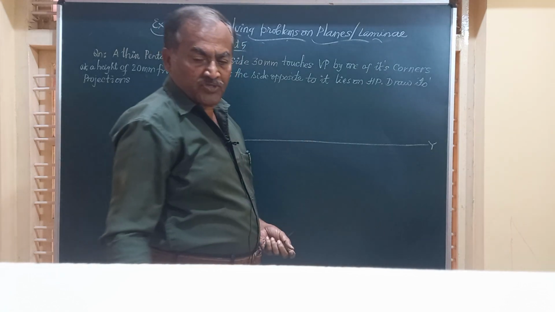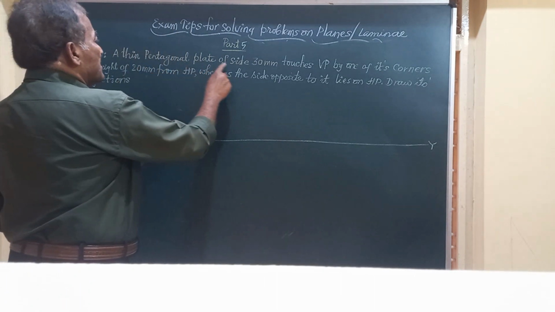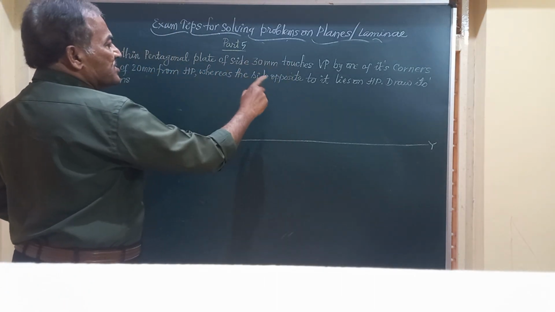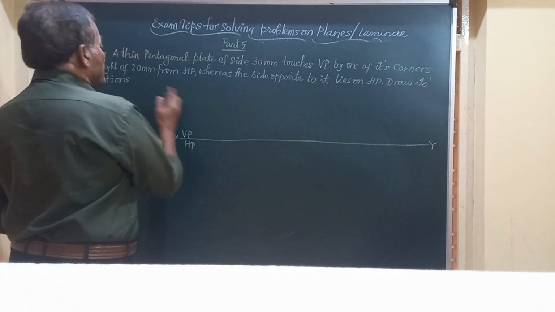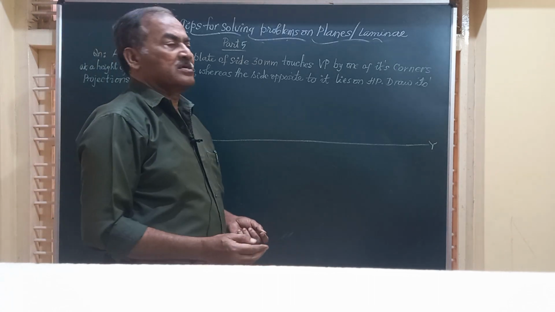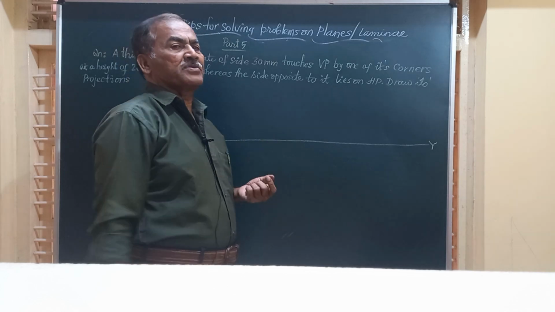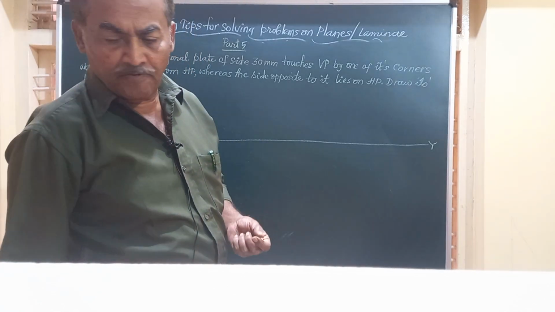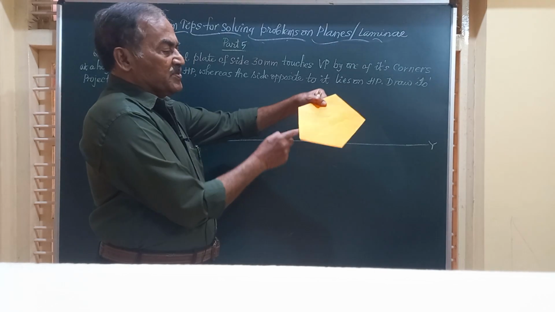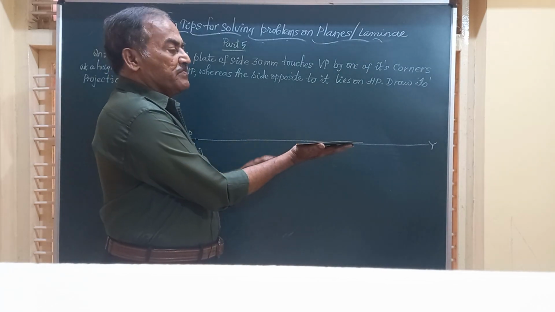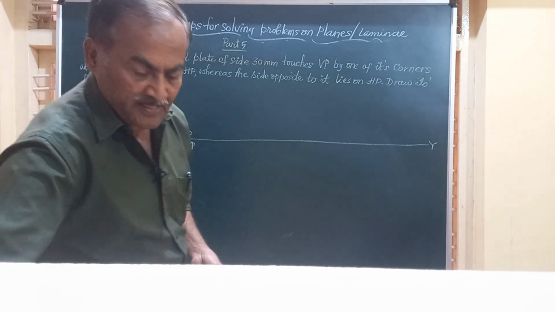And in the question for today's video, it reads like this. A thin pentagonal plate of side 30 touches VP by one of its corners at a height of 20 mm from here, and the side opposite to it lies on HP. So friends, what we do, we will place the lamina on HP with one of the sides normal to VP and obtain the top and front views to start with.